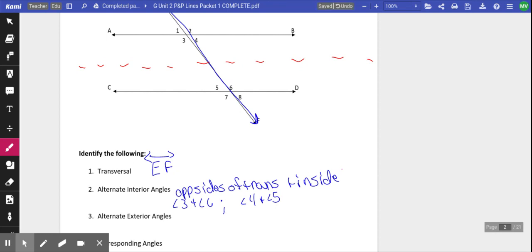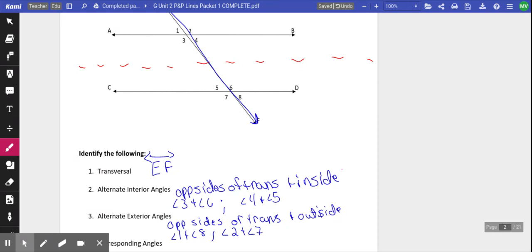Next, we have what are called alternate exterior angles. So those are on opposite sides of the transversal, but they're on the outside of the other two lines. So our angle pairs that are alternate exterior are 1 and 8 and 2 and 7. Now these numbers are just numbered in this diagram. They could always be different. The important part is about where they are in the diagram.